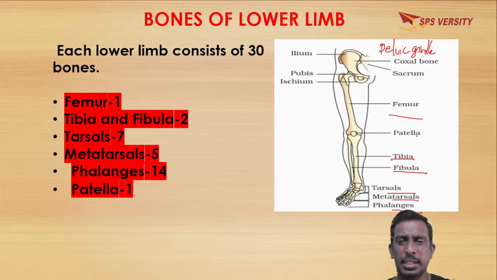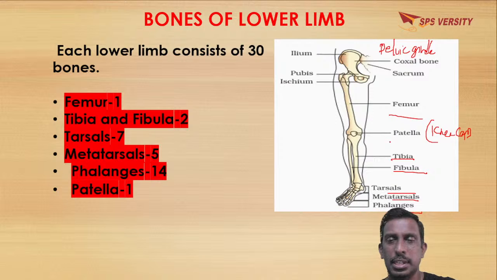And beside this, there is a kneecap, a structure which protects the knee. This kneecap is called the patella. So these are the bones of the lower limb, that is the hind limb.